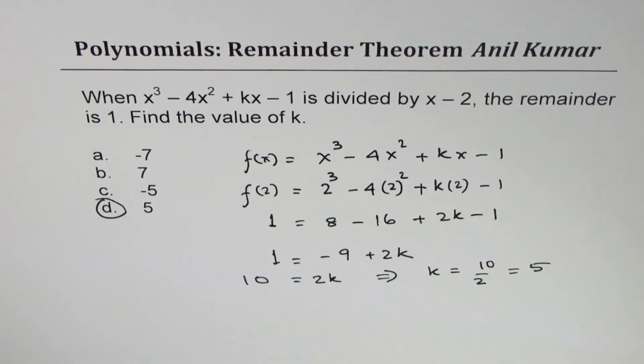So I hope with this you review both remainder theorem and factor theorem. If the remainder is not 0, then the term is not a factor. So x minus 2 is not a factor. Perfect. And I hope that helps.